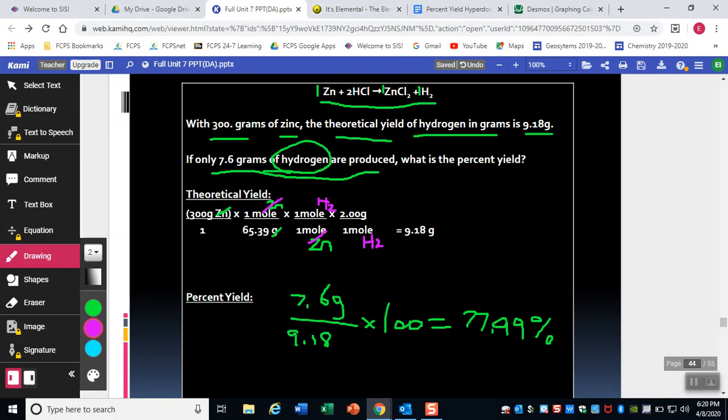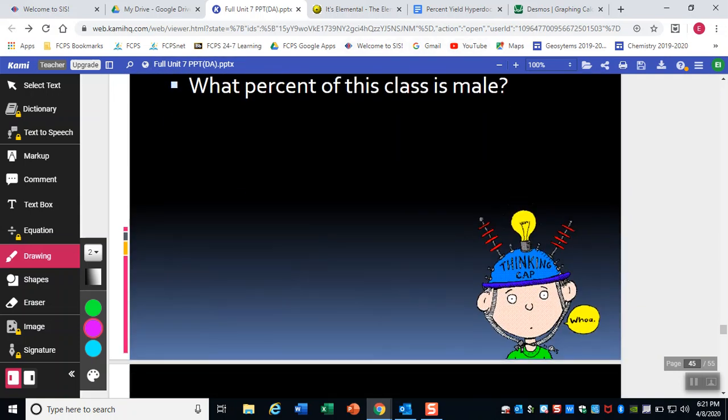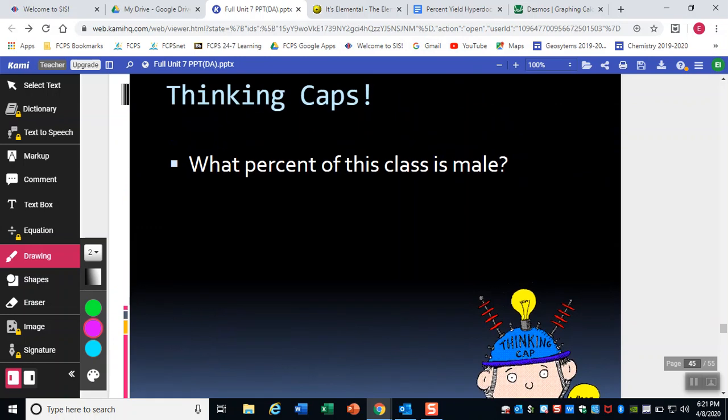And then you would just type this all into Desmos, or on your calculator, it'd be 300 divided by 65 times 2. Whatever's on the top, you multiply. And when you have a number on the bottom, you divide. And that is the end of percent yield.